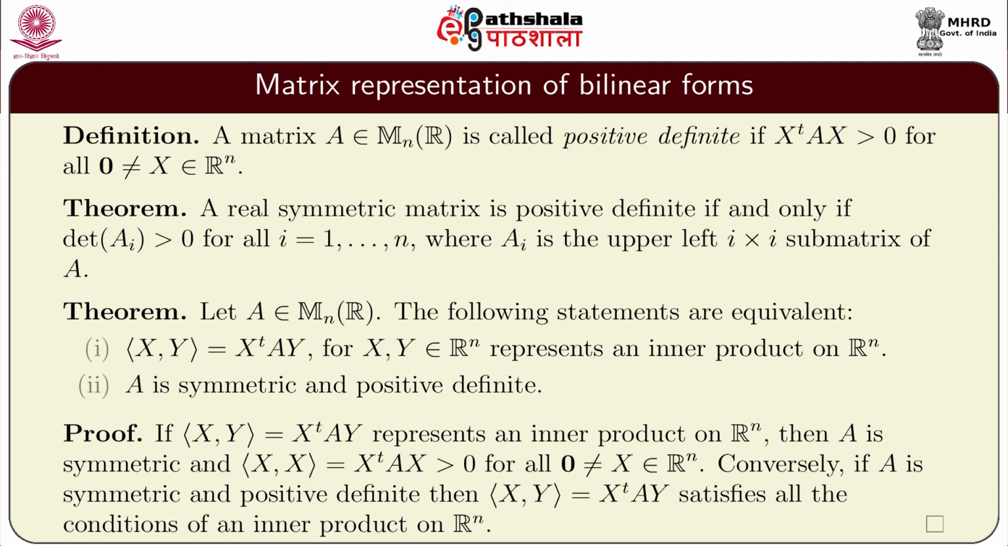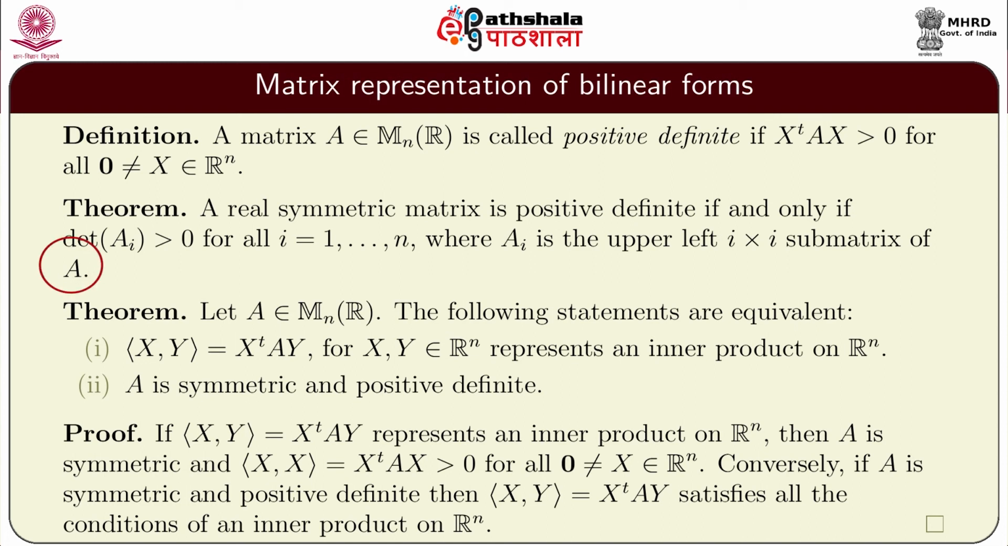Definition: a matrix A in MNR is called positive definite if X transpose AX is positive for all X non-zero in Rn. Now, a theorem: a real symmetric matrix is positive definite if and only if determinant of Ai is positive for all I equal to 1 to n, where Ai is the upper left I cross I submatrix of A.